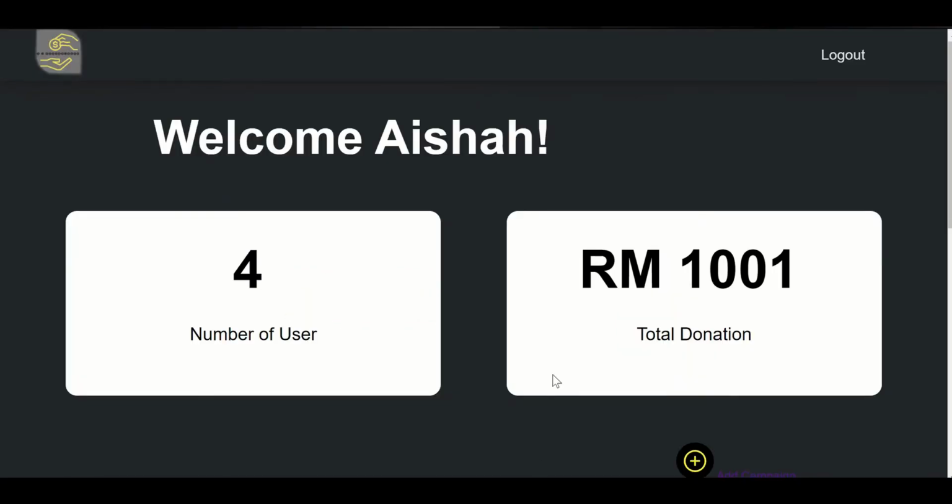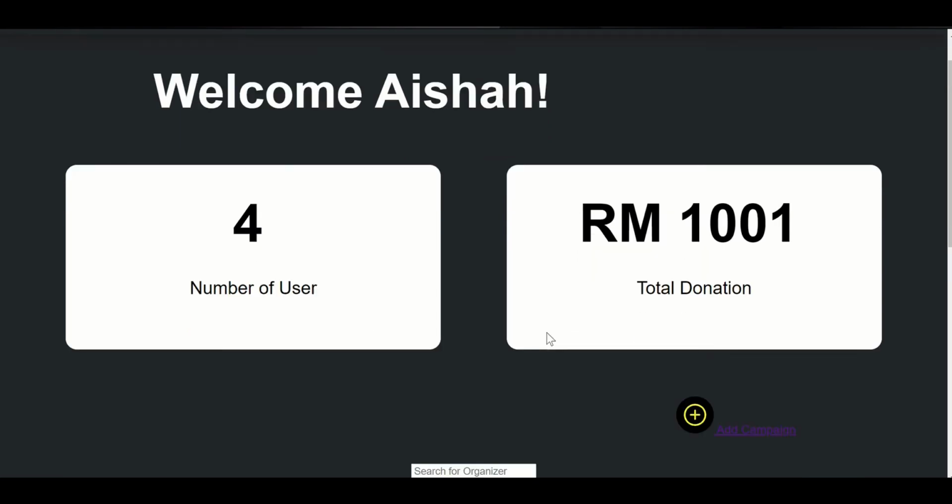After the admin clicks on the login button, it will redirect them to the home page of admin, which contains the logo of the system and the logout button. There is a welcome sign for the admin, and there are 2 boxes. The first one is the number of users, which indicates the number of donors signed up for the system, and there is the total donation that donors have made.